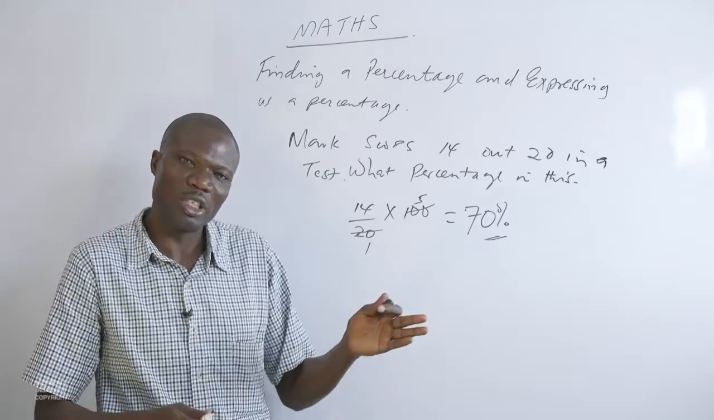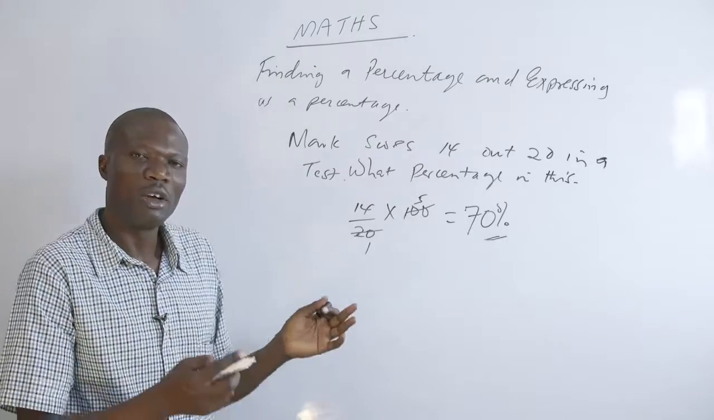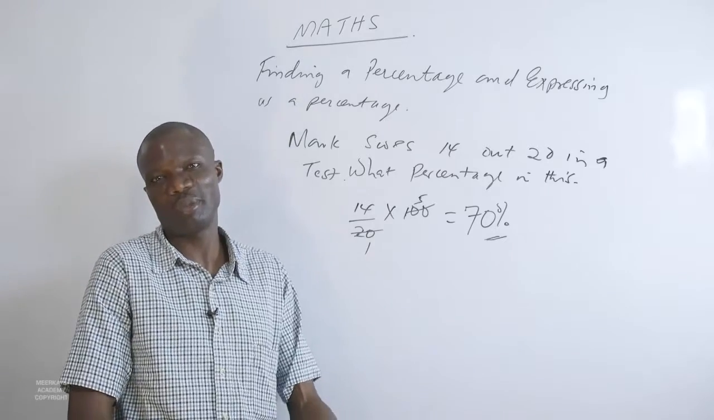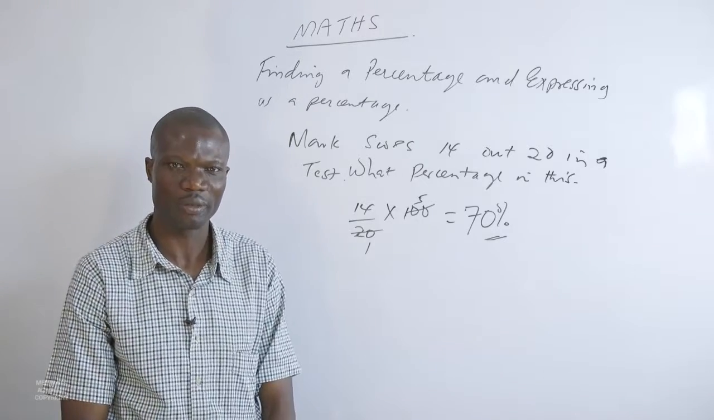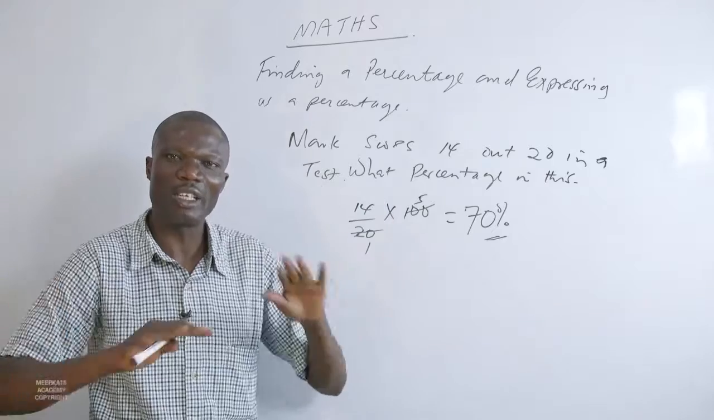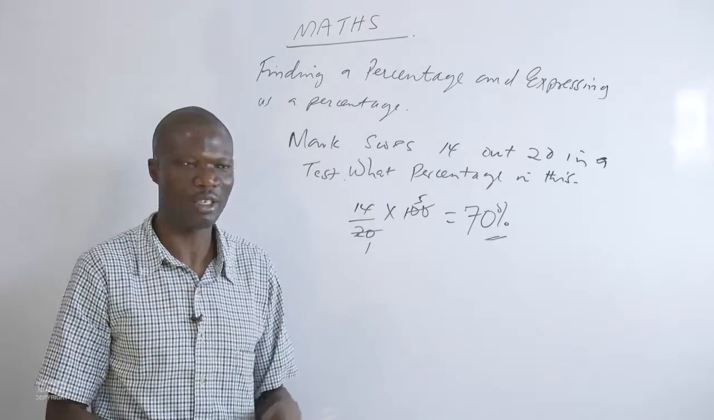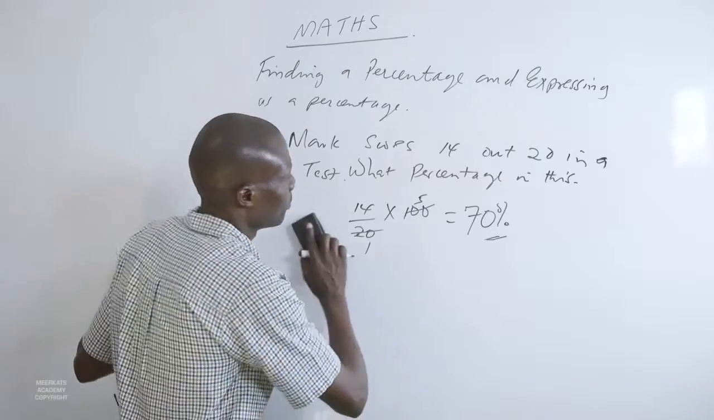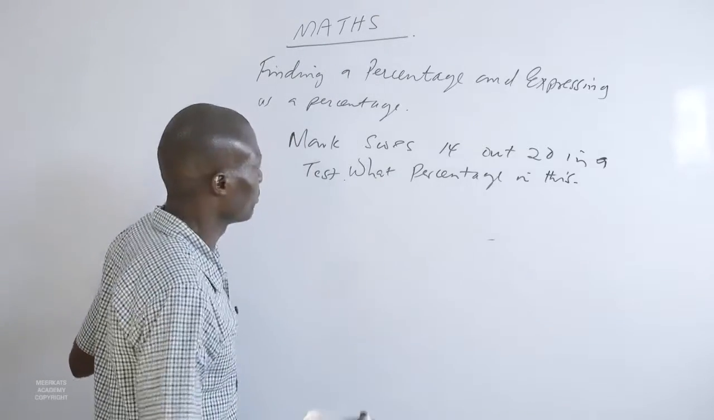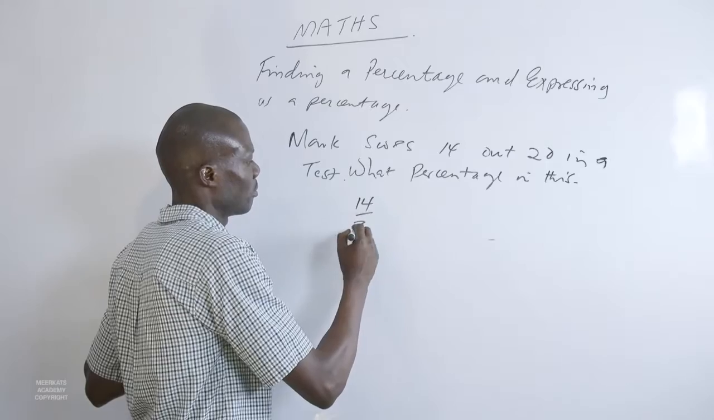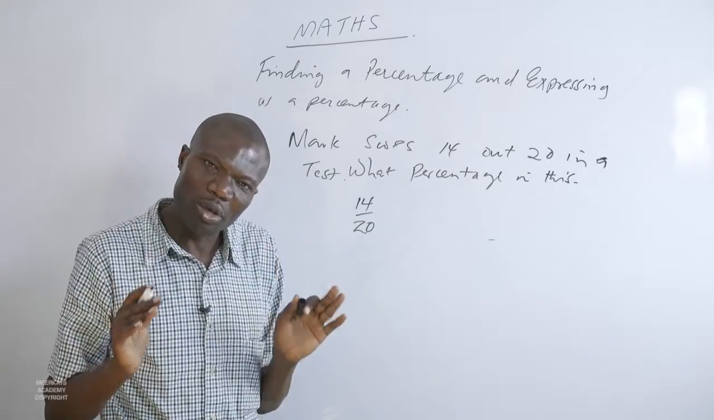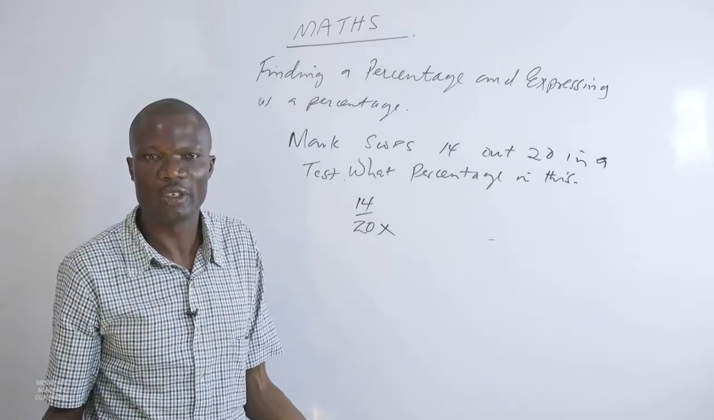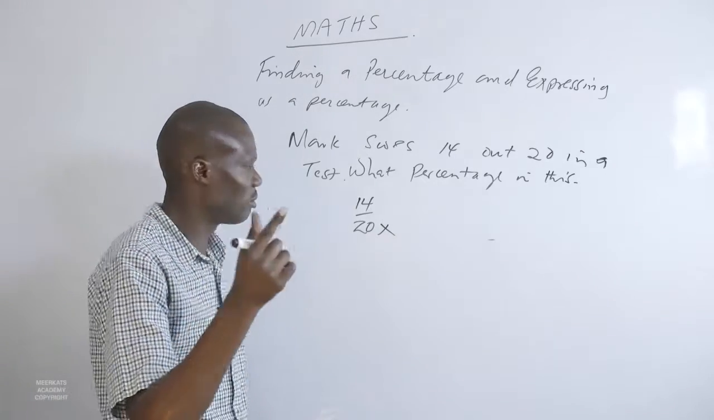If you don't want to use this method to convert, then we just look at 14 over 20 and ask ourselves, how do we make the denominator 100? For percentage, the denominator must be 100. So we want to make the denominator 100. What shall we multiply 20 with? You'll find it is what? By 5.